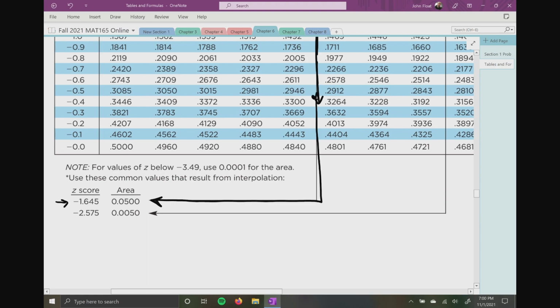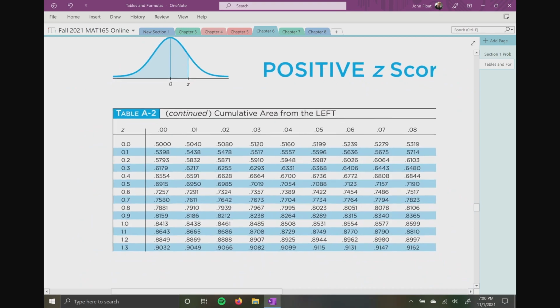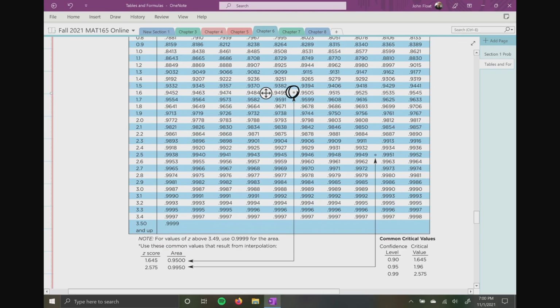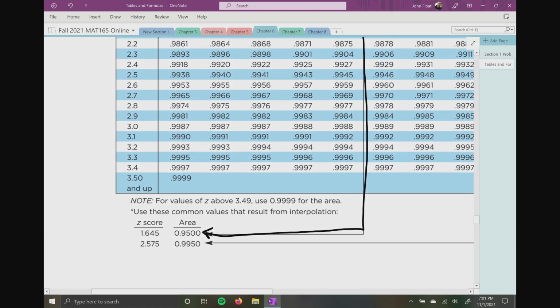is negative 1.645. Okay? So if you think about this, that is on the left-hand side, and z-scores are always taken from left to right. So due to symmetry, the other side is going to be 1.645. All right, now if you wanted to, like I said, you can come over here to the positive. Here it is right here. Follow this all the way down to the left. And it says the z-score of area 0.95 is going to be 1.645.